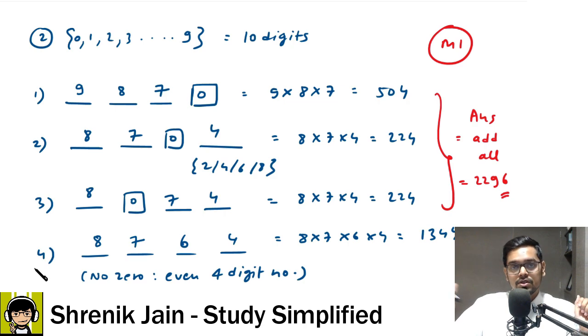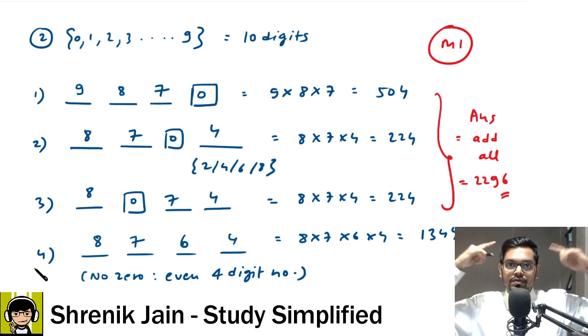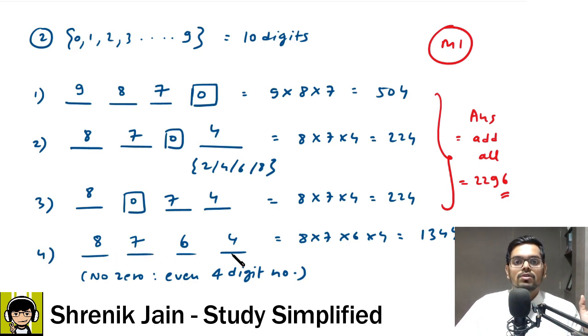Coming to the final case, which is a very good example, where 0 is gone. So out of 10 you have 9 digits left. A lot of students think 9 into 8 into 7 into 6 would be the answer. Wrong. It's an even 4-digit number you need, therefore the last blank should be filled first. So for last we have 2, 4, 6, 8, 4 possibilities. So 4. Once it's done, now you have to start from left to right.